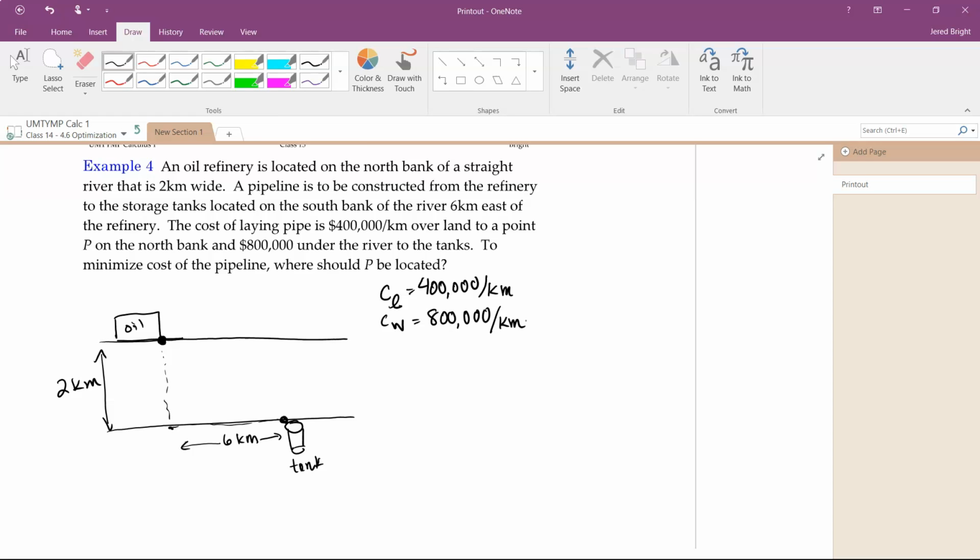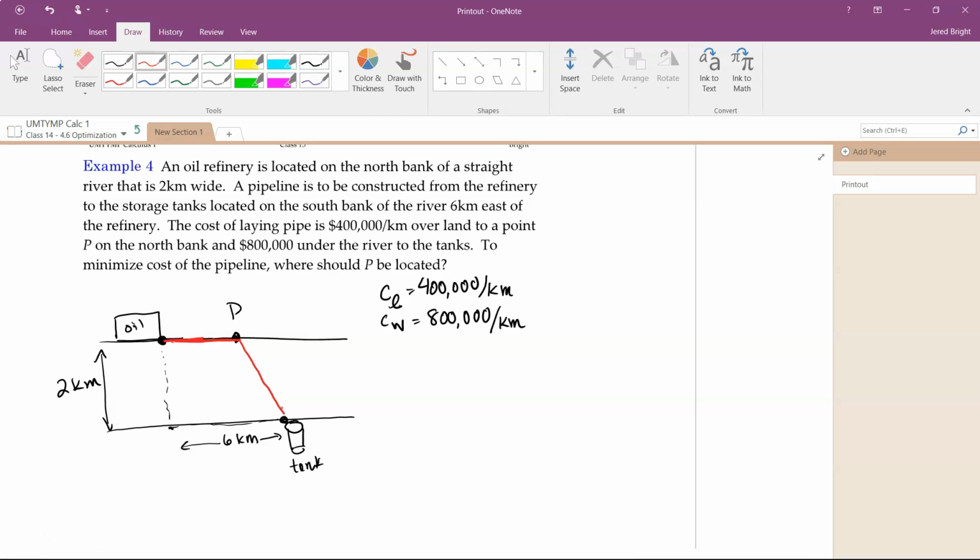So the idea is that we want to lay pipe overland until point P. And then from point P, effectively we're going from here to here, and then we're going to go from there to there. We want to find the location of P.